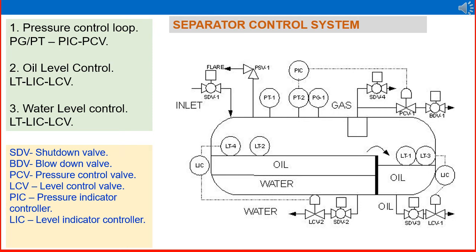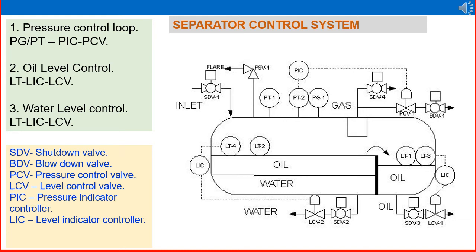Separator control system, we need to explain with some more slides. Number one is the pressure control loop. In the loop there will be a pressure gauge or a pressure sensor, a pressure transmitter, which in the picture is shown as PT2, and a pressure indicator controller, shown as PIC. Then the dotted line shows the electronic or pneumatic signal. That signal is going to the PCV, here in the picture PCV1. So that is the pressure control loop: pressure sensor, pressure transmitter, pressure controller and pressure control valve.